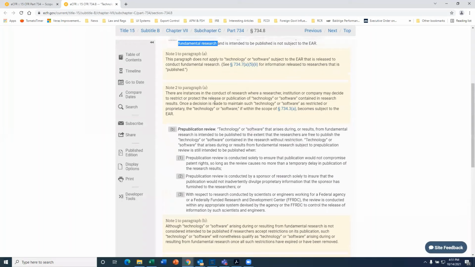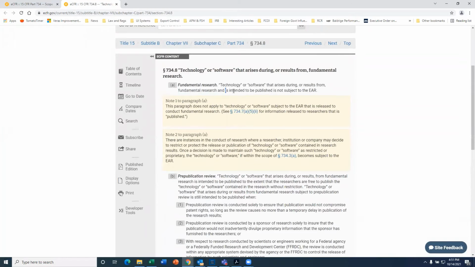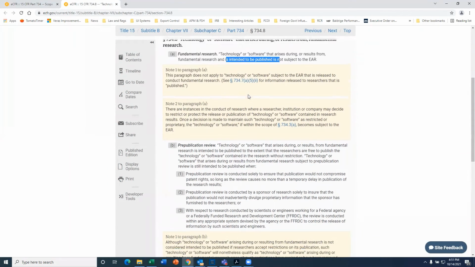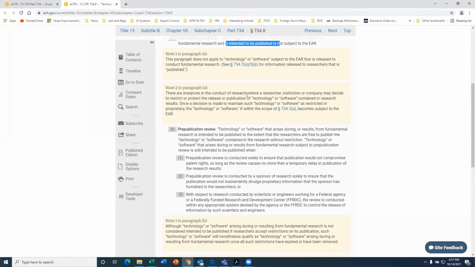Now let's scroll back up here and see, what is this part? Is intended to be published. Well, that's defined here. Really, the intent is in the research, it's the researcher's intent. But one thing you can look for to determine whether they've intended from the outset to publish it is that the researchers are free to publish without restriction. We at the University of Idaho typically get that included in the contract itself, a statement that they're free to publish.